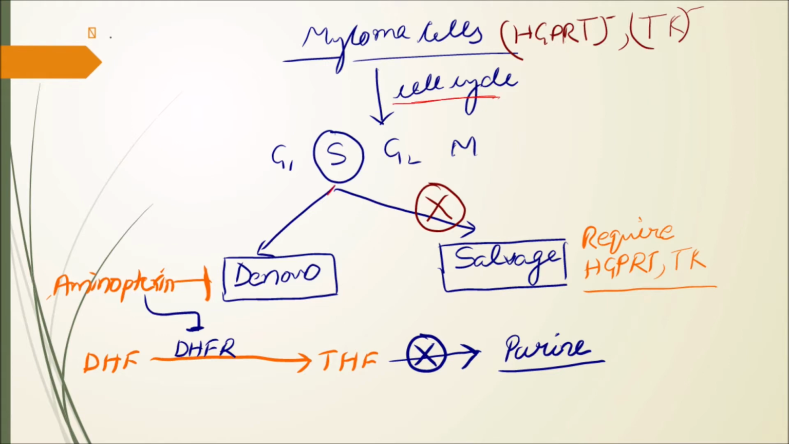So in S phase, the myeloma cells can utilize this de novo pathway only. They cannot utilize the salvage pathway because it requires HGPRT and TK. They are both negative, so they cannot utilize this salvage pathway. Okay, and let's talk about this de novo pathway in HAT medium.